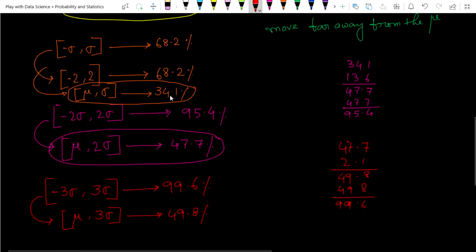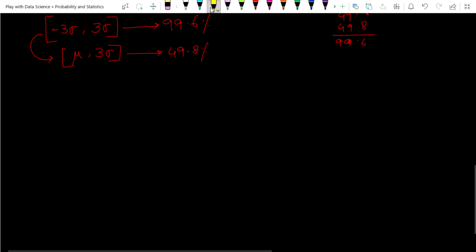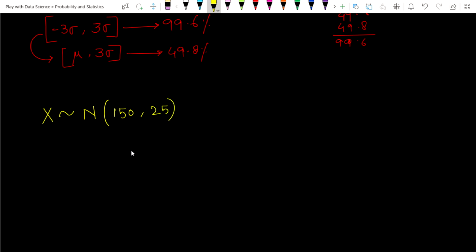I think I'm taking another example to clarify these things more clearly. Suppose we have taken the height of a human. Someone has collected the data and found its distribution, and they have given us that the height of a human, the random variable X, follows a normal distribution with mean equal to 150 and standard deviation equal to 25. So here mu is equal to 150 and the standard deviation is equal to 25. They just gave this information, and we don't know anything about our data set of human height.